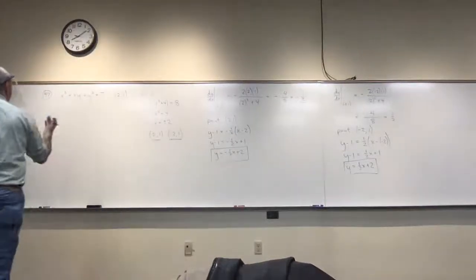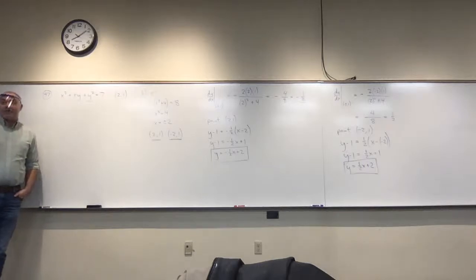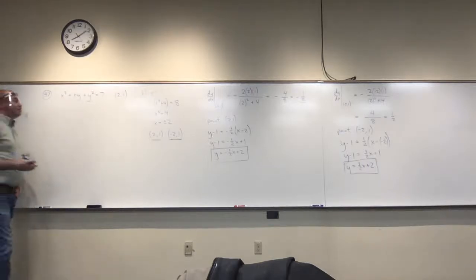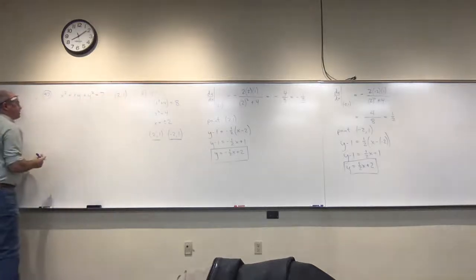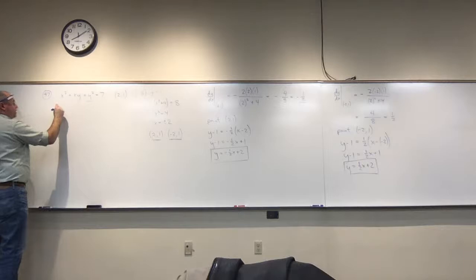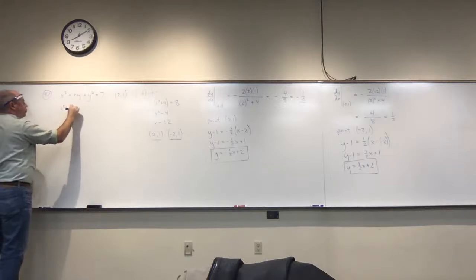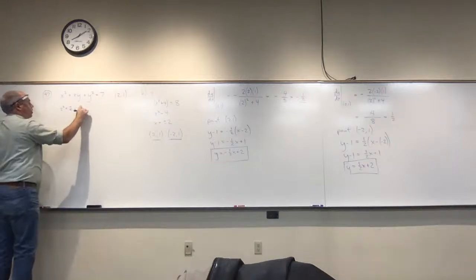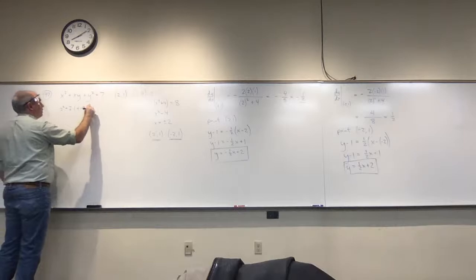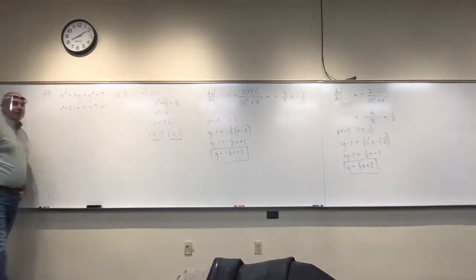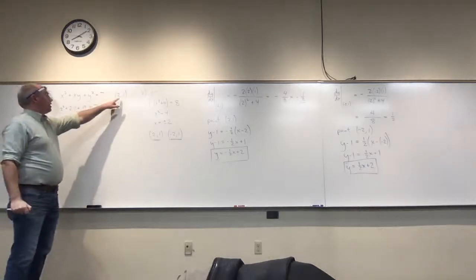Okay, to find out if the point lies on the curve, you just plug it in and see if it actually is equal to 7. So if I plug in 2 for x and 1 for y, do I in fact get 7? I get 2 squared plus 2 times 1 plus 1 squared. And what is that? 4, 5, 6, 7. So that works out.